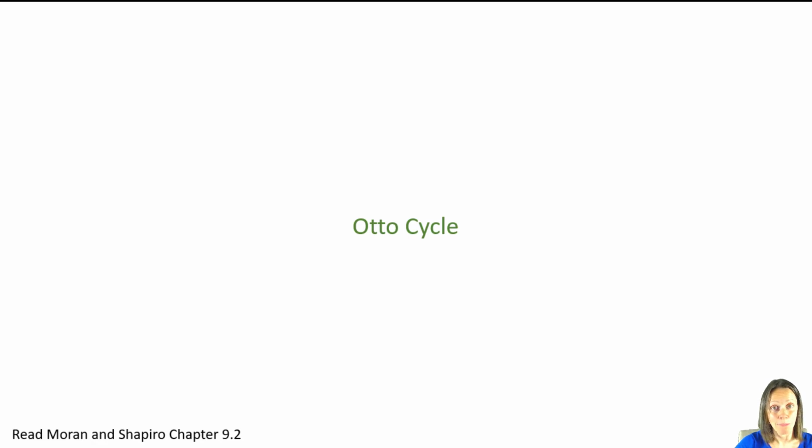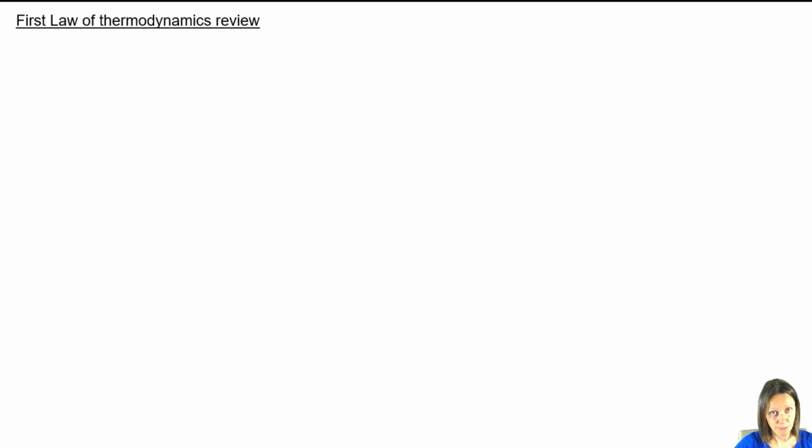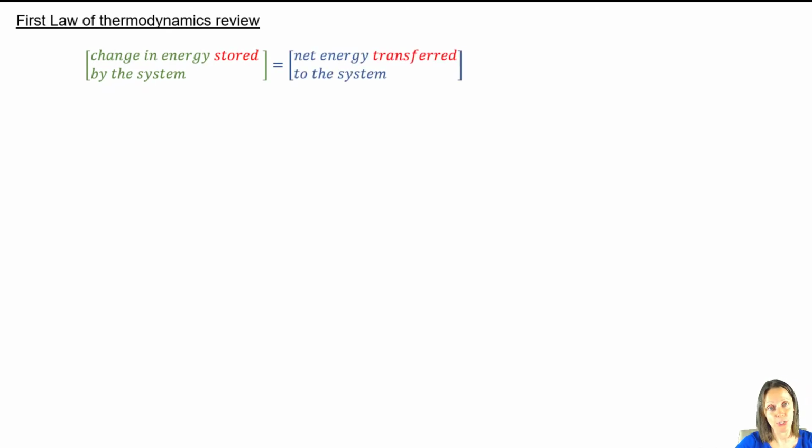In this segment, we're going to talk about the Otto cycle, and the Otto cycle is used to model the spark ignition engine. But before we get there, let's go ahead and take a minute to review the first law of thermodynamics. So the first law says that the change in energy stored by the system is equal to the net amount of energy transferred into the system across the boundary.